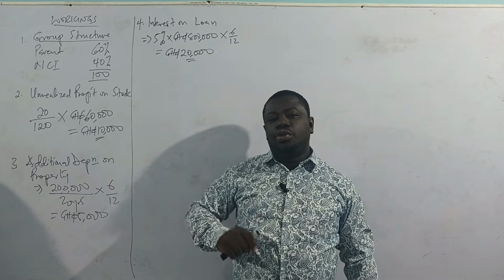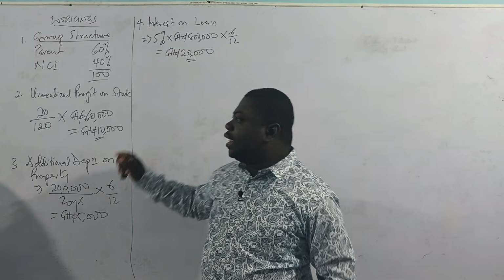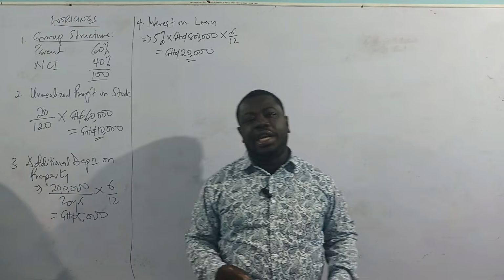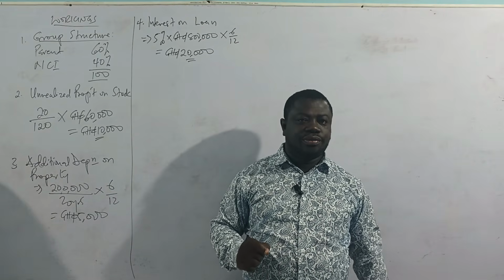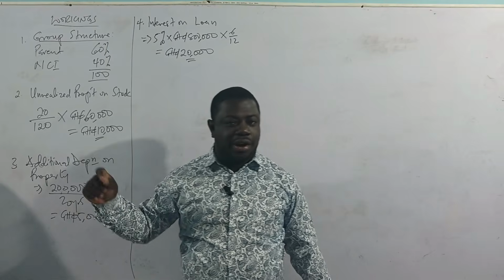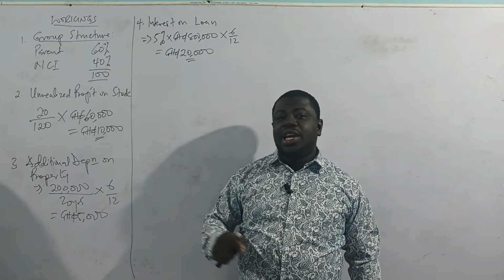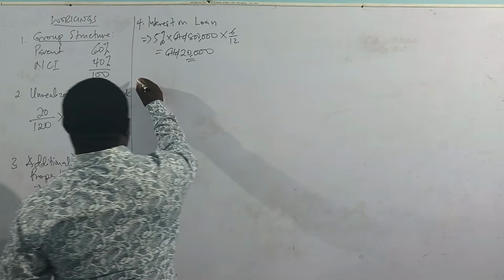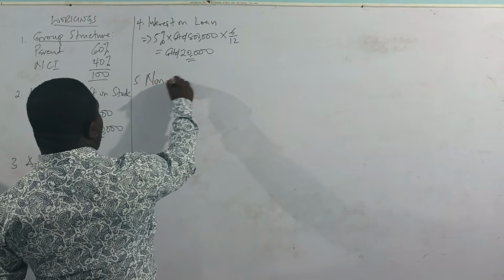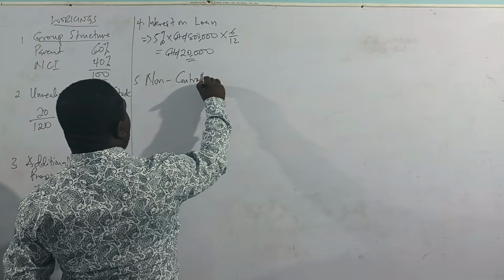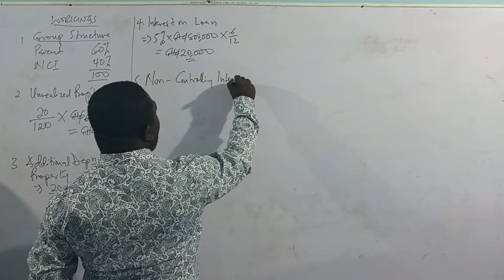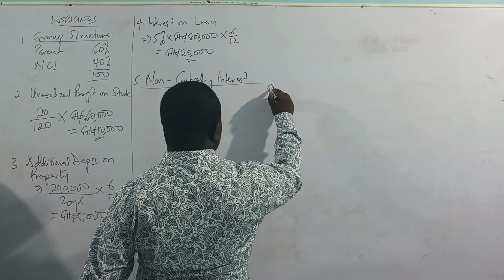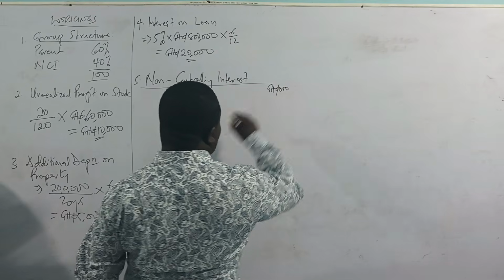So what we are going to do now, having done the obvious ones that can be seen, is take note that we need to calculate the non-controlling interest share of the subsidiary's profit, because we will need that when we are preparing the consolidated statement of profit or loss. And so working 5 will be the non-controlling interest share of the profit of the subsidiary. Non-controlling interest. So let me indicate 3 zeros up here.